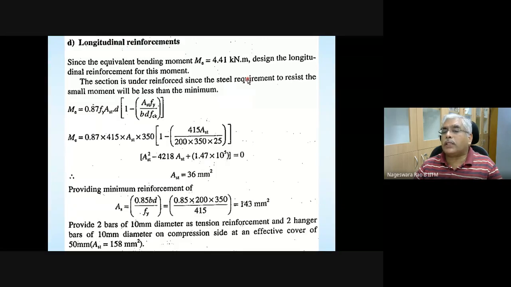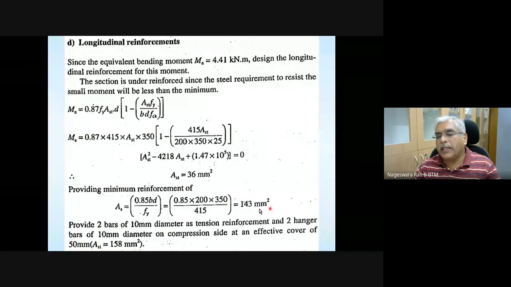Section is under reinforced, and the steel requirement to resist the small moment will be less than the balanced beam. So steel requirement is calculated using equivalent bending moment. And also please note that IS 456 gives the minimum longitudinal reinforcement that you need to provide. So whatever steel reinforcement you get, you need to also check whether that is greater than the minimum reinforcement or not. If it is not, then you need to provide at least the minimum reinforcement. Here, that is what is done.